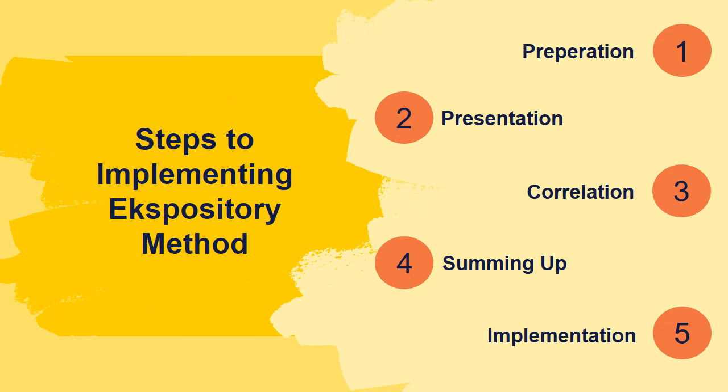Third is correlation. The correlation step is a step to connect the subject matter with students' experience or with other things that allow students to capture the relationship in the knowledge structure that students already have. Fourth is the concluding step, or summing up. The concluding step is a step to understand the essence of the subject matter that has been presented.